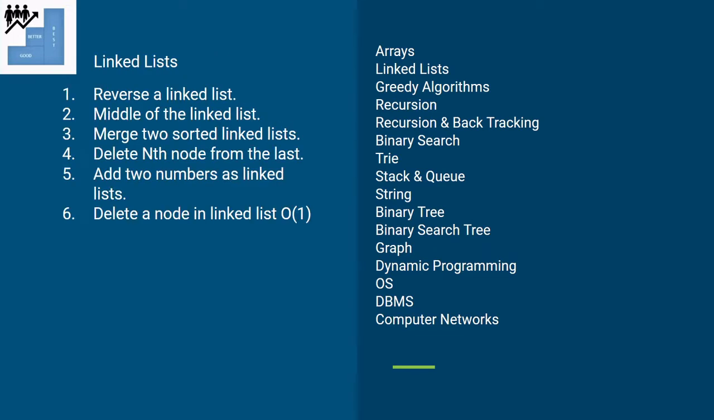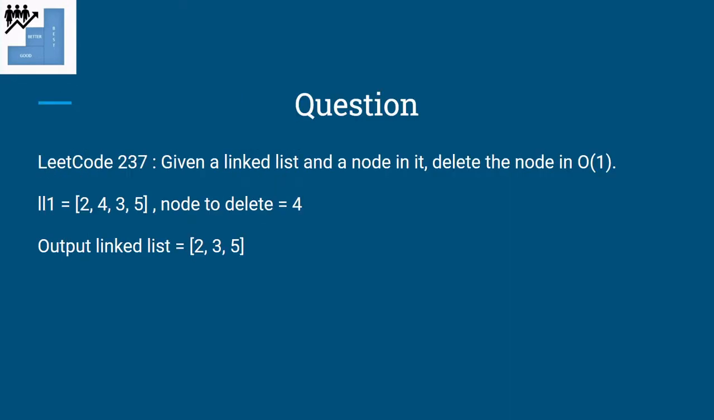These are the questions that we have done till now, and let's jump straight to understanding the question. We are given a linked list and a node in it. We have to delete that node in O(1) time complexity. So this is a linked list. Node to delete is 4 and the output would be 2, 3, 5 because 4 is deleted.